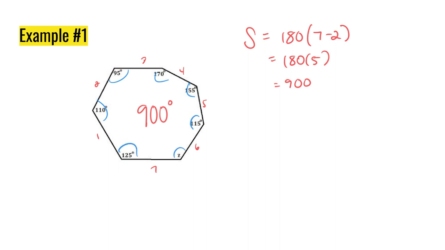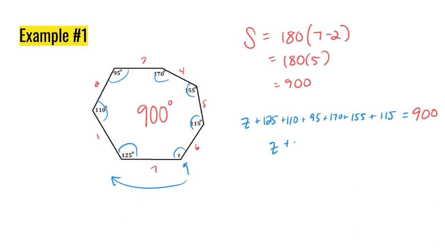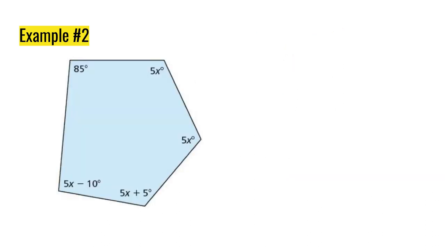I have down here in the corner, I'm going to start with my variable z, and I'm going to go around this way. Plus 125 plus 110 plus 95 plus 170 plus 155 plus 115 is all going to add up to that sum we found a moment ago of 900 degrees. All of these values here, you can use a calculator to add them up, sum to 770, and now I can just go ahead and subtract 770 from both sides to find 120. Z is 120 degrees.